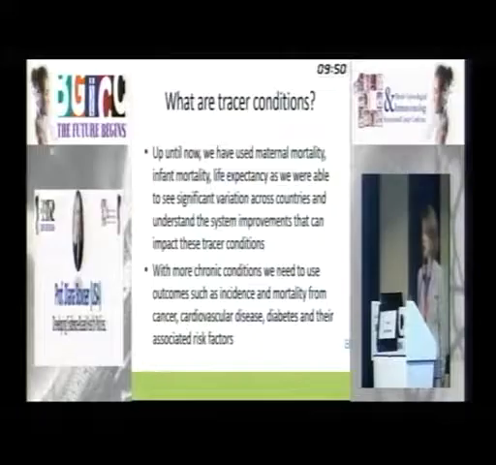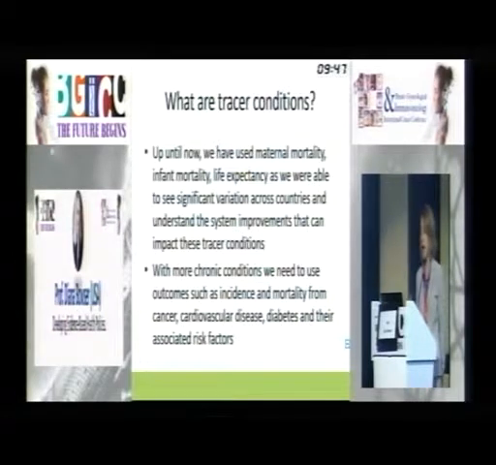So what are these tracer conditions? Well, up until now, because the main burden of disease in countries around the world has been maternal mortality, infant mortality, and communicable diseases, these are the tracer conditions that we've been using to measure performance in countries around the world. With more chronic conditions, we need to use, for these tracer conditions, outcomes such as incidence and mortality from cancer, cardiovascular disease, diabetes, and their associated risk factors in order to understand and improve health systems.